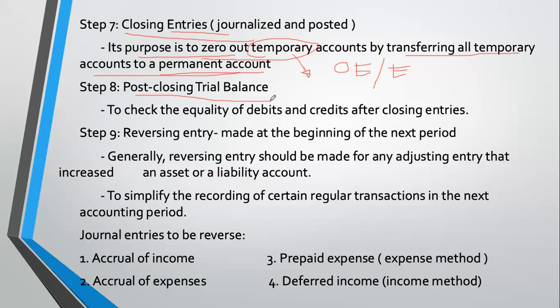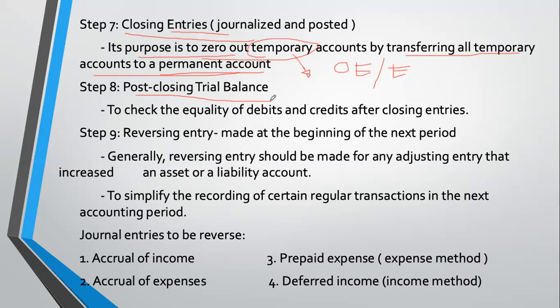So now you prepare the trial balance. The purpose of this is to check the equality of debits and credits after closing. So we check if our debits and credits are balanced. But take note, under the post-closing trial balance, the balance of income and expense is zero already.